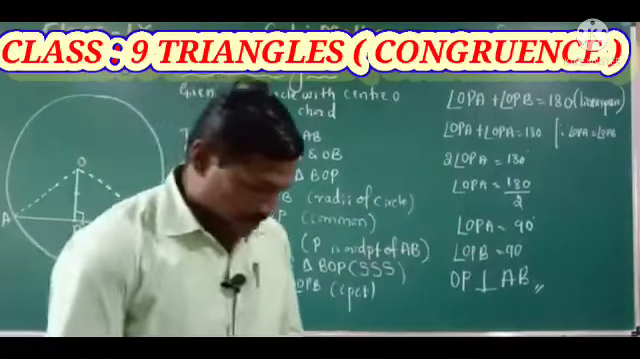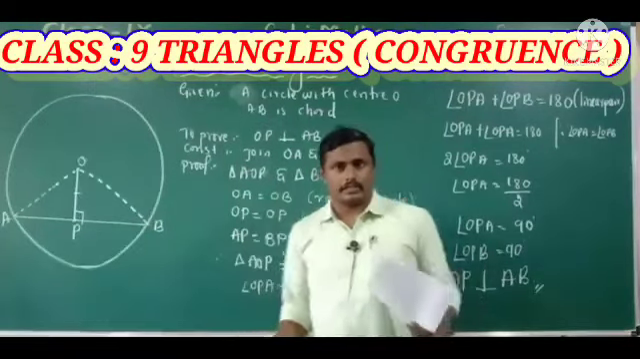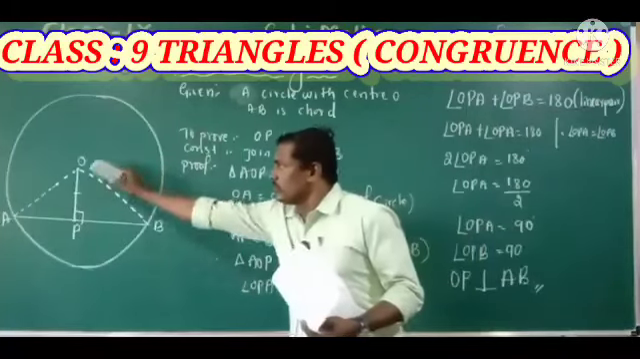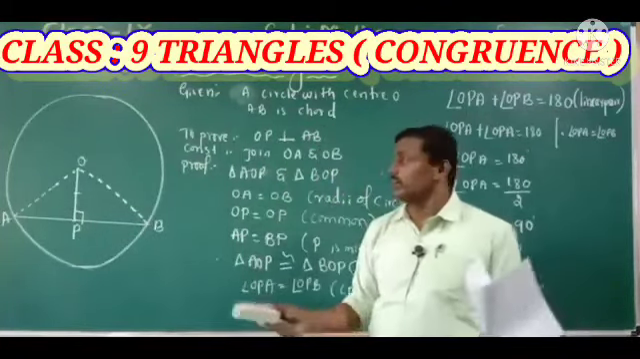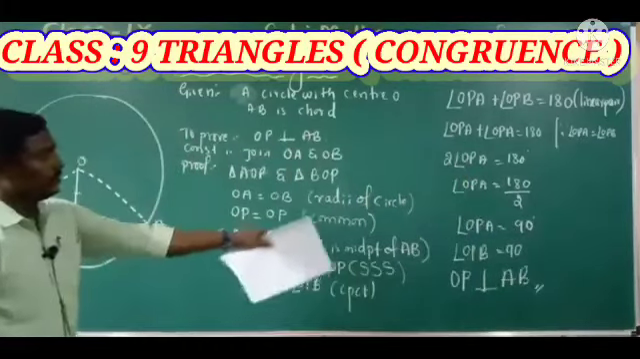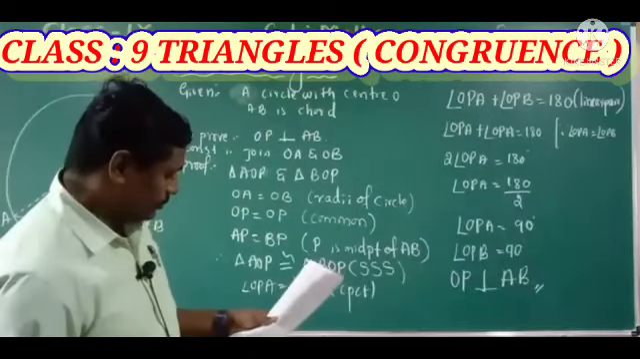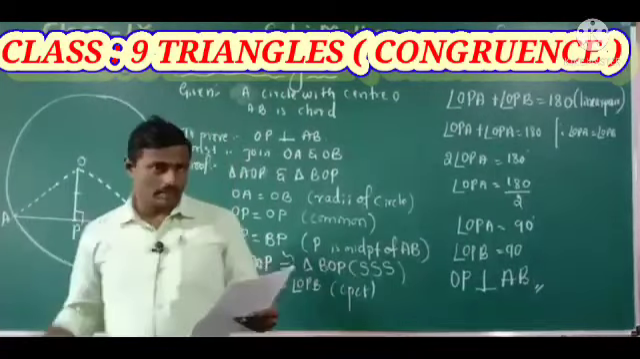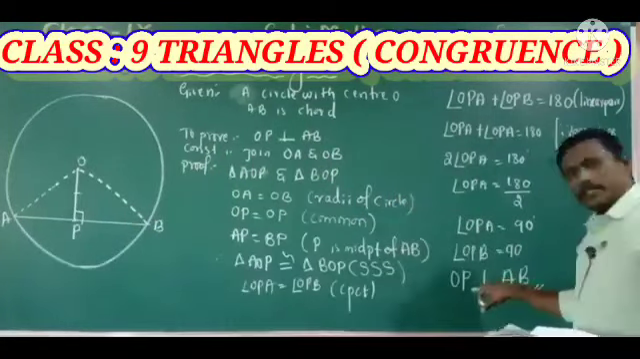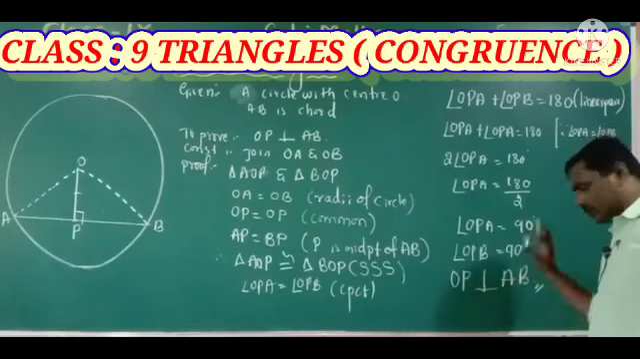Okay. Next, we'll discuss in the next question how the line OP will bisect the chord into two equal parts. So this is the proof of the first question. Next, second question. In the figure, same diagram only. Already told you, in the first question we needed to prove that OP is perpendicular to AB.